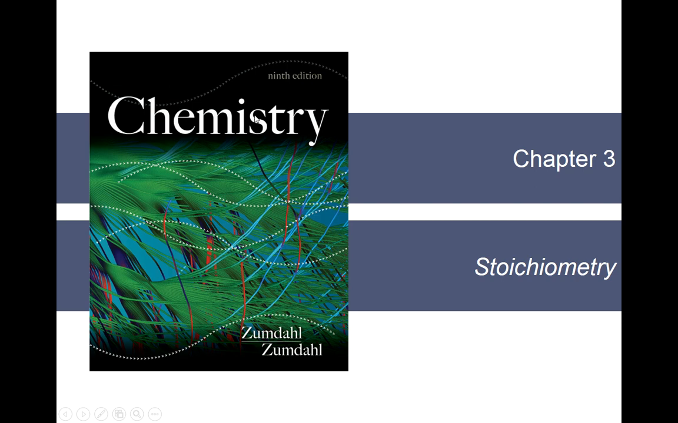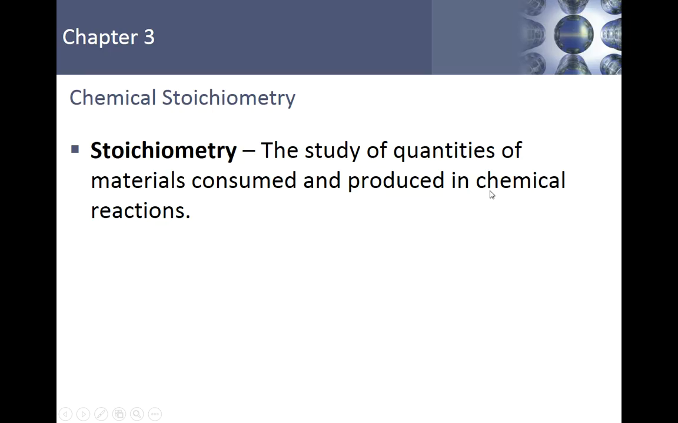All right, jumping into the pre-recorded lecture for chapter 3, we're going to be covering stoichiometry. Looking at the definition of stoichiometry, it's defined as the study of quantities of materials consumed and produced in chemical reactions. So in order to better understand stoichiometry, you first have to understand the concept of relative atomic mass.